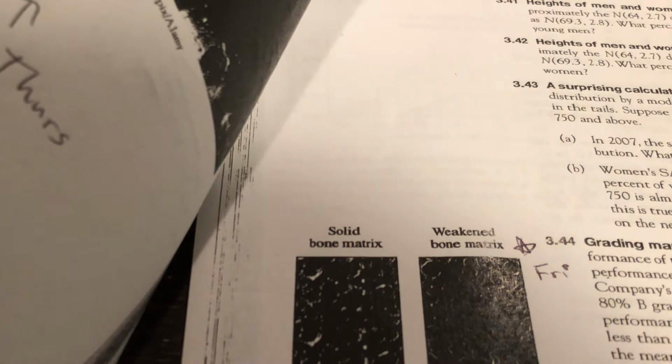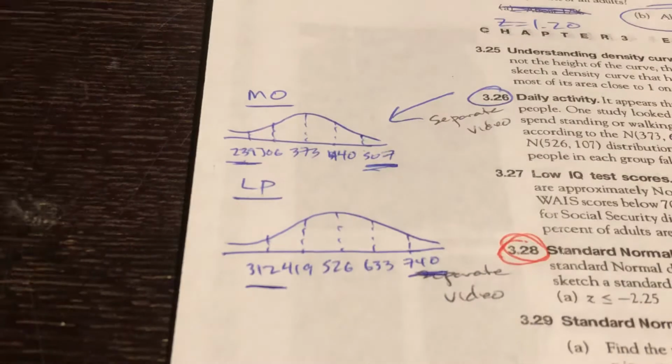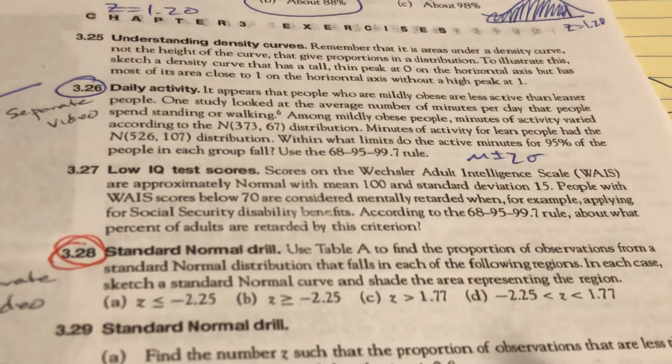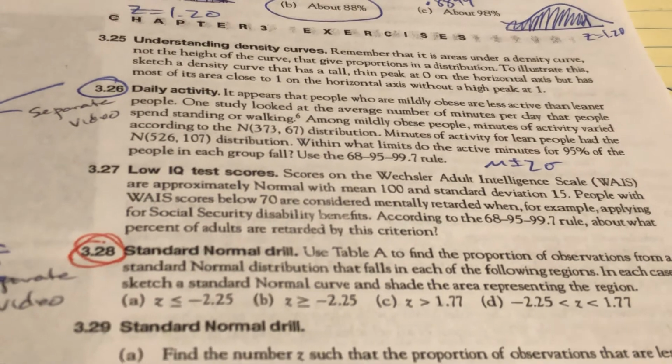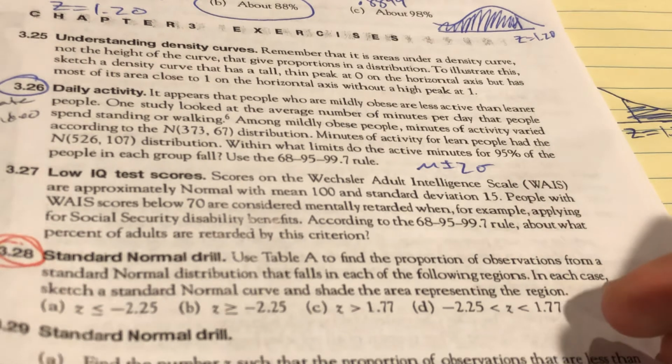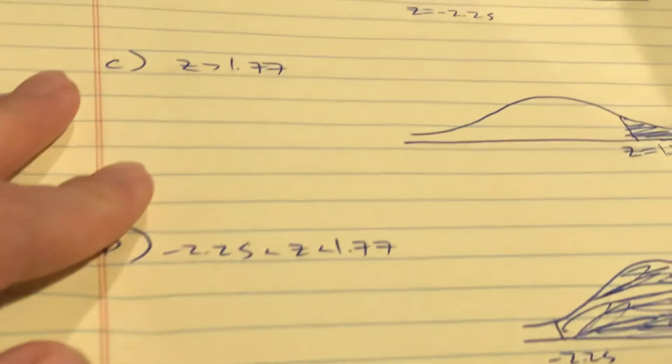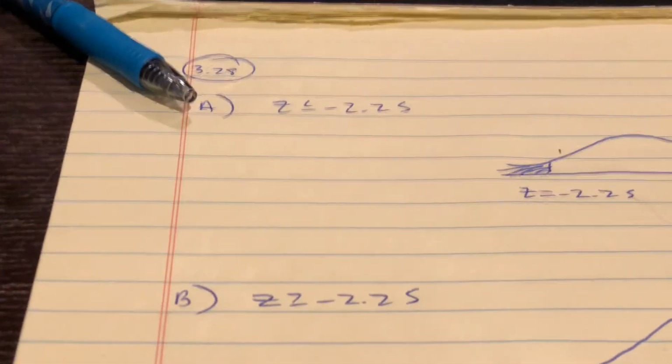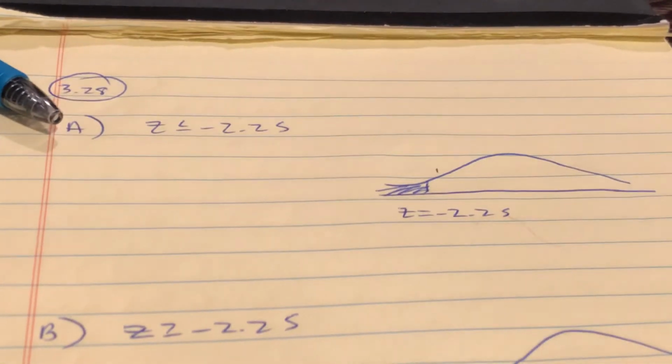And this is actually the last one we're going to talk about using the Z-table. Use Table A, which is the Z-table, to find the proportion of observations from a standard normal distribution that falls in each of the following regions. In each case, sketch a normal curve and shade the area representing the region. I have done that on this page, so you should as well, since these are your notes, and you are now a practicing college student in this college class.